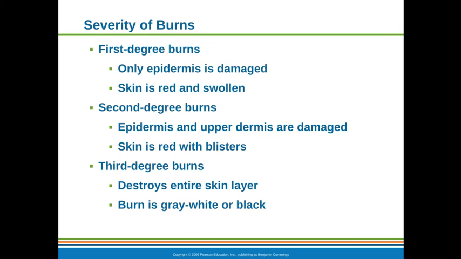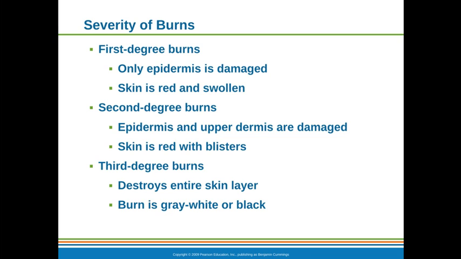Now, with our first degree burns, only the epidermis is damaged. Skin will be red and swollen. So if you touch a hot pot for just a second, that may give you a first degree burn. Now, a second degree burn occurs when both the epidermis and the upper dermis are damaged. The skin will be red with blisters. So if you are standing next to a fire in the wintertime and you try to pick up a hot stick that you think may be cool and your hand begins to blister, that's going to be a second degree.